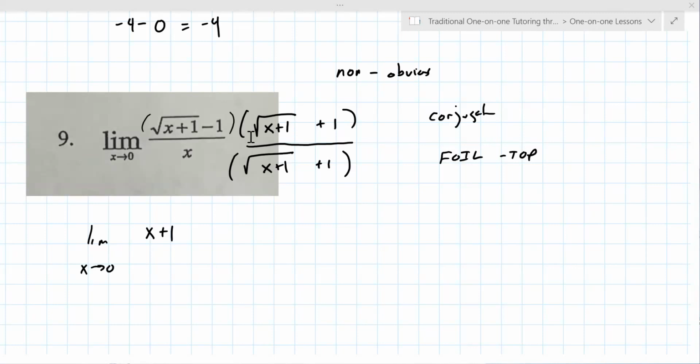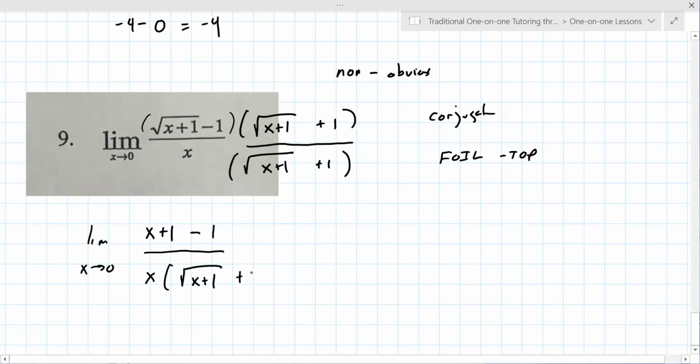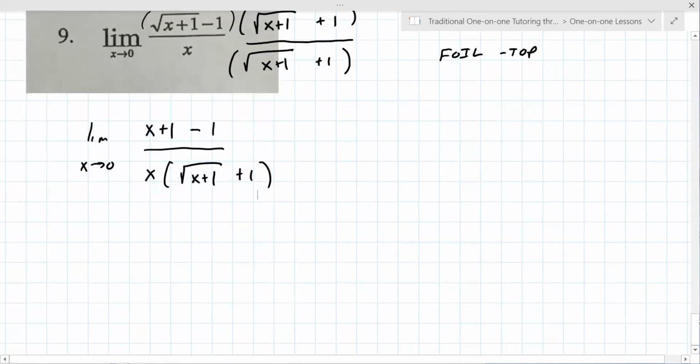The outer is square root of x plus 1. The inner is minus square root of x plus 1. Oh yeah, so you don't even need to write them. Right. And then the last, minus 1 times positive 1, is minus 1. And then you do not multiply the bottom, which maybe you will, but it's not necessary. So the top is nice.